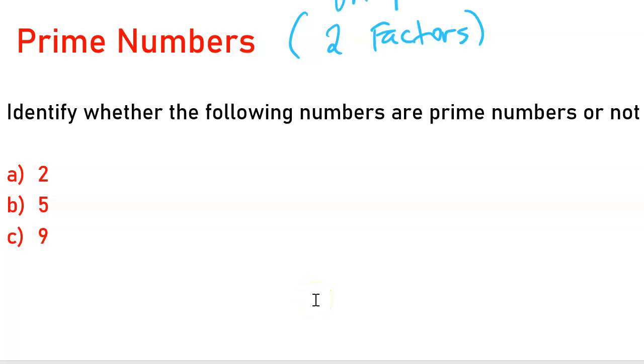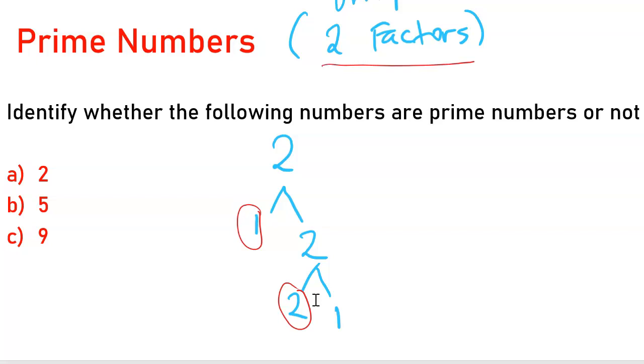Okay, so let us start with identifying whether the following numbers are prime numbers or not. For example, 2. Is 2 a prime number? How you identify whether 2 is a prime number is you find the factors of 2. So 2 is only divisible by 1 and itself. When you divide 2 by 1, you get 2, and when you divide 2 by itself, you get 1. So the only factors of 2 are 1 and 2.